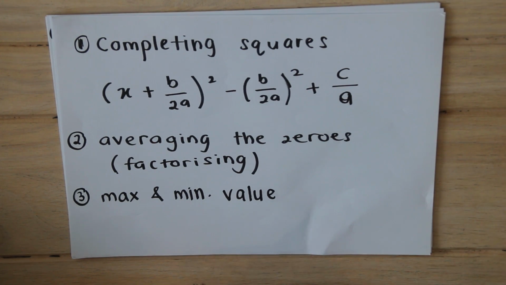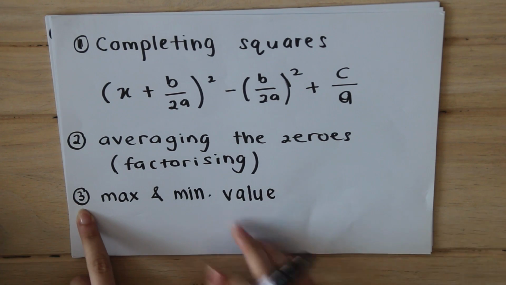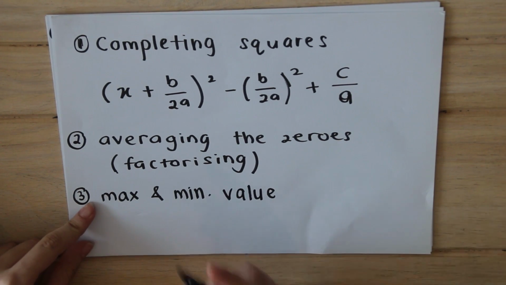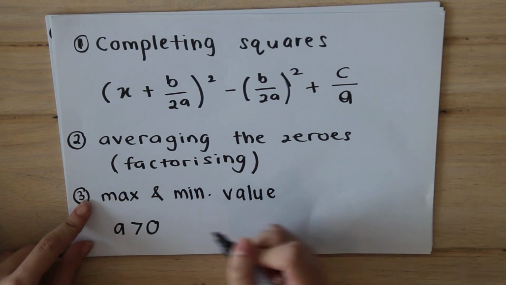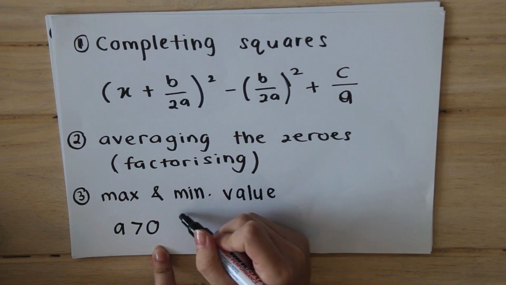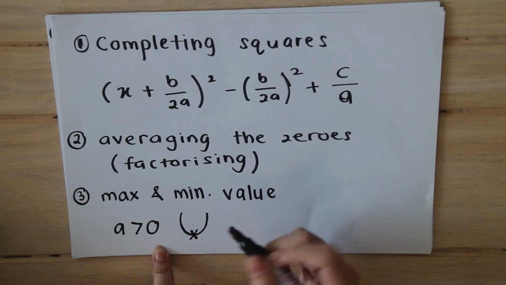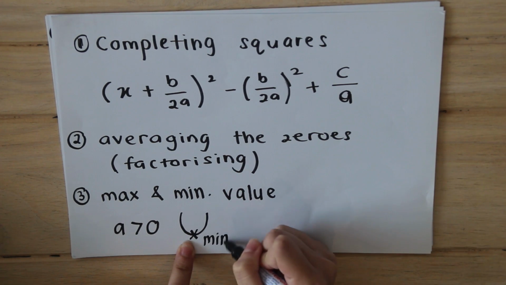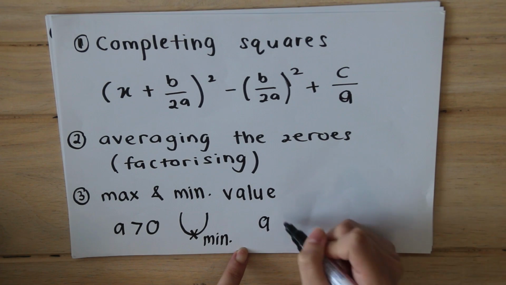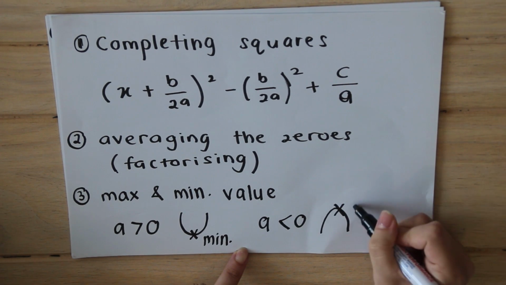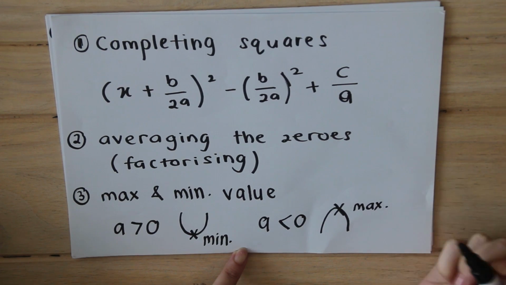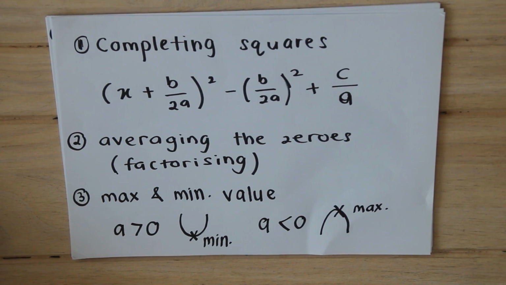Okay, so to find the maximum and the minimum value, there is the A. If the A is more than 0, smiley face, that means it has a minimum point. And if the A is less than 0, sad face, so it's the maximum point. Okay.